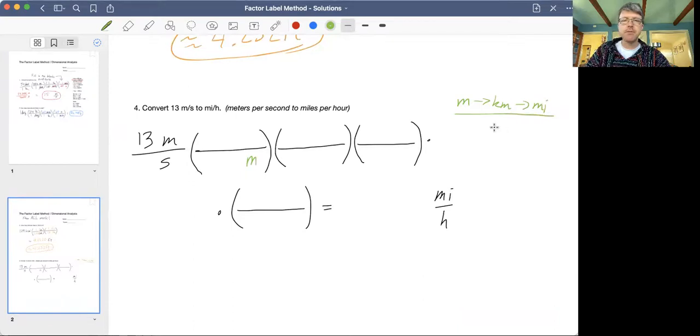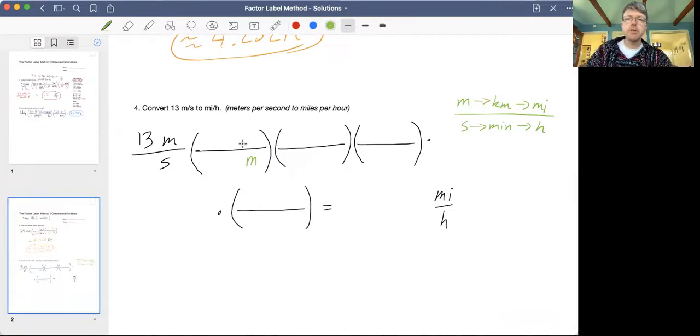So we're going to have miles. And then on the bottom, we're going to have seconds in our denominator, to minutes, to hours. Let me make sure that makes sense. Meters to kilometers, we know. Kilometers to miles, we know. Seconds to minutes, minutes to hours. Yeah, I think that'll work.